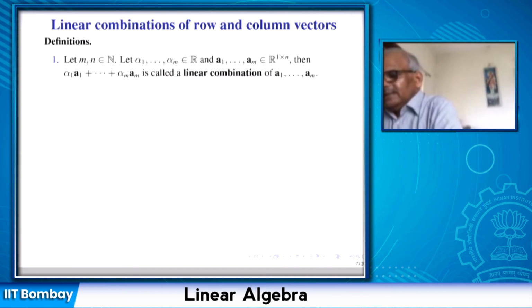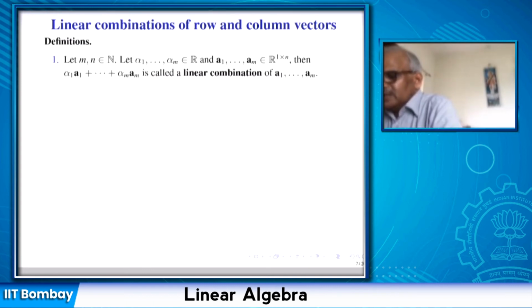So fix m and n, and take m scalars, alpha 1, alpha 2, alpha m. These are real numbers, and take vectors in R^(1 cross n). That means these are row vectors with the same number of components. There are n components in every one of these vectors, a1, a2, am. Then we can take their linear combination, alpha 1 a1 plus alpha m am. We are adding vectors component wise, and we are taking scalar multiples of these row vectors component wise and then adding them.